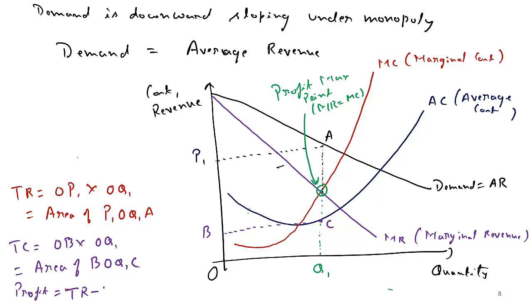Which essentially means that your profit would be total revenue minus total cost, which is equal to the area of P1BCA. So this rectangle P1BCA represents the profit of a monopolist. Now, how do we know that a monopolist is charging a higher price? That we'll do in our next lecture.